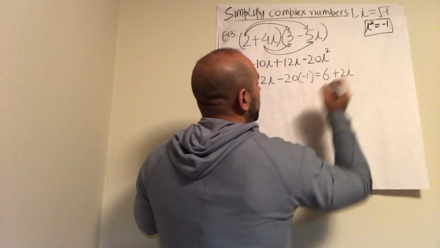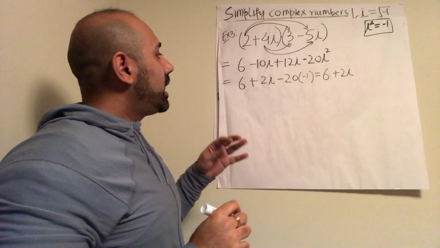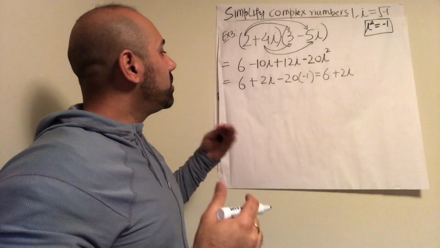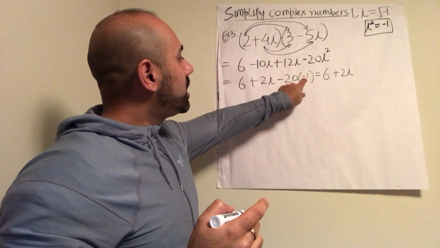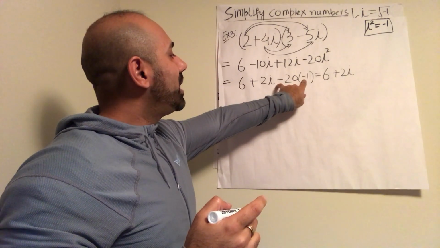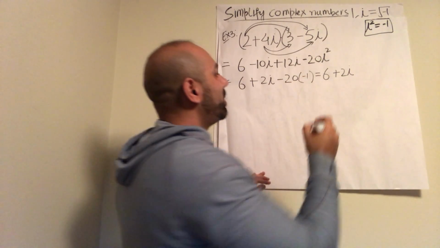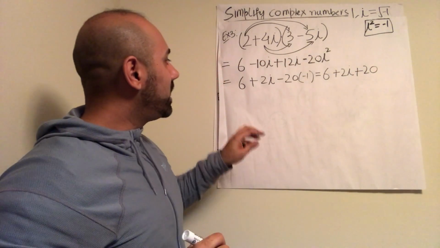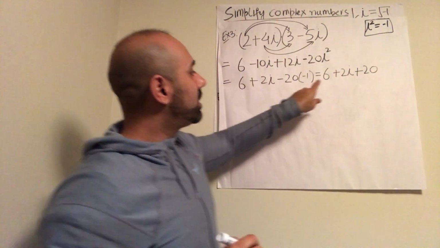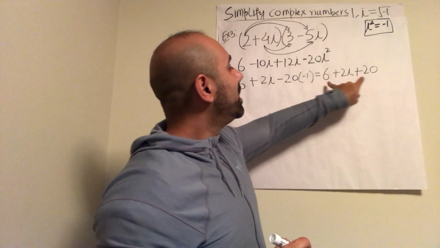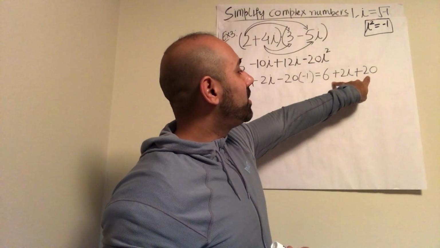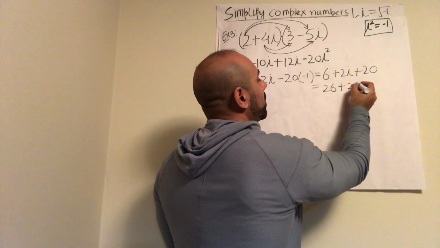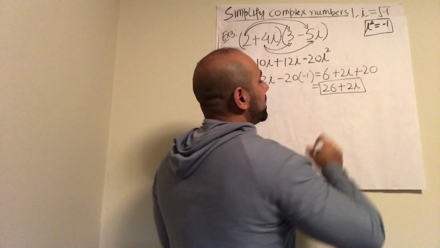We should all write out all our steps clearly. That avoids us making any mistakes. That's why I'm writing out all the steps, and I always like to do that. Then you have -20 times -1. So negative times negative is positive, so it will be a positive 20. Okay, so we already have simplified the imaginary pieces, and now we have two real pieces which we can combine together. So 6 plus 20 is 26, and then I have a 2i with it. So this is already in the simplified form.